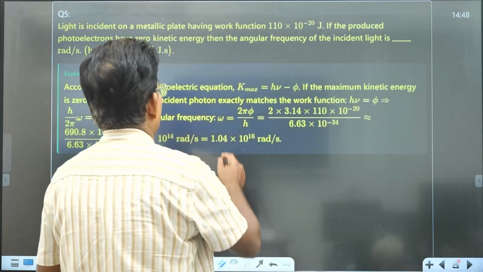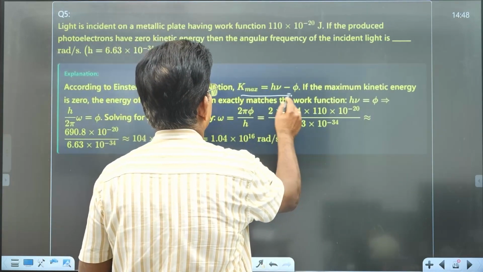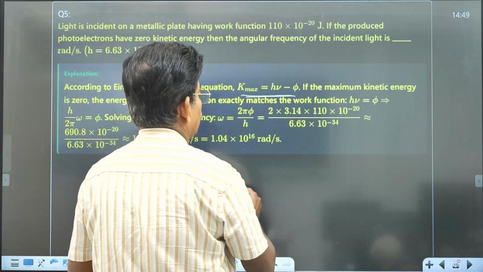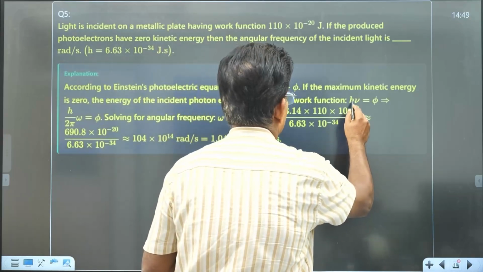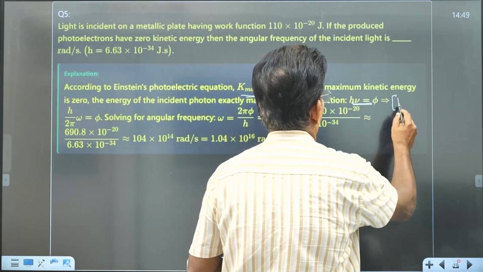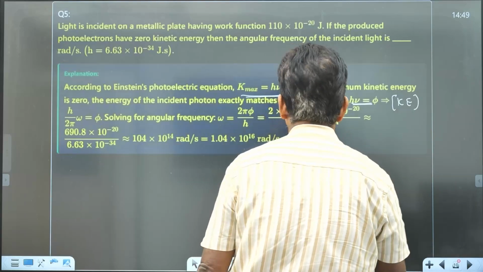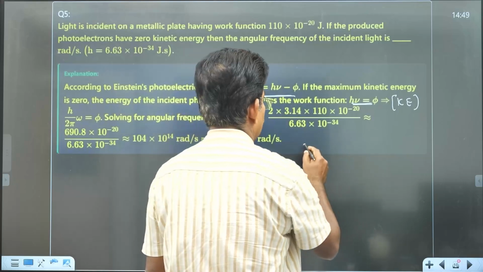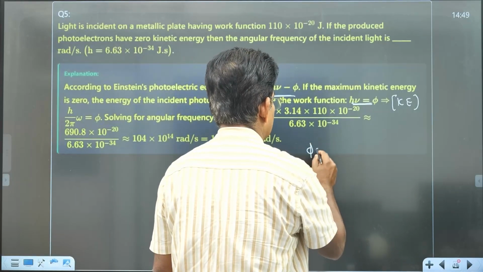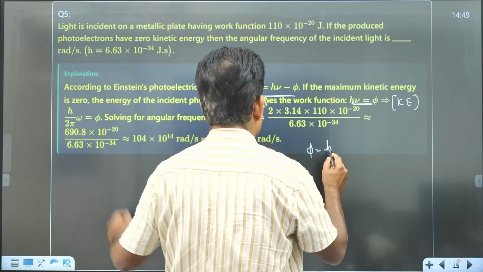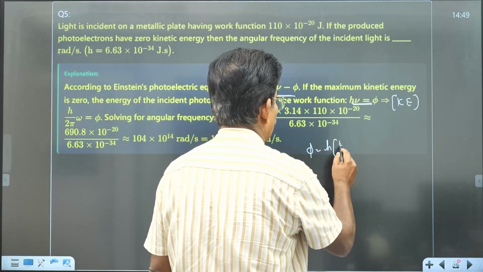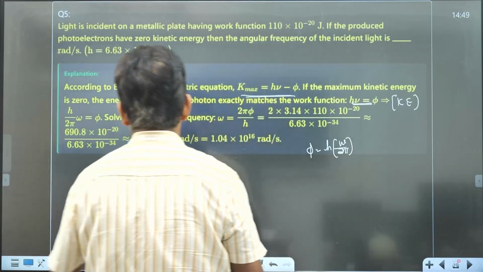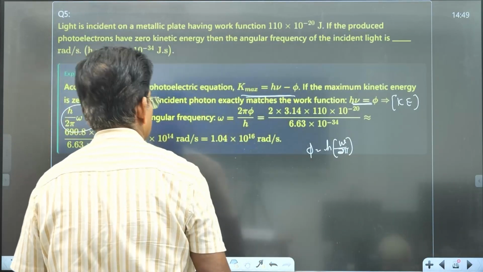So look, you know the photoelectric equation, kinetic energy maximum is equal to h nu minus work function. Kinetic energy is 0 means that h nu is equal to work function, the electron is just not emitted. So work function is h nu. I am writing nu, which is equal to angular frequency divided by 2 pi. Correct? Angular frequency is given here, divided by 2 pi.